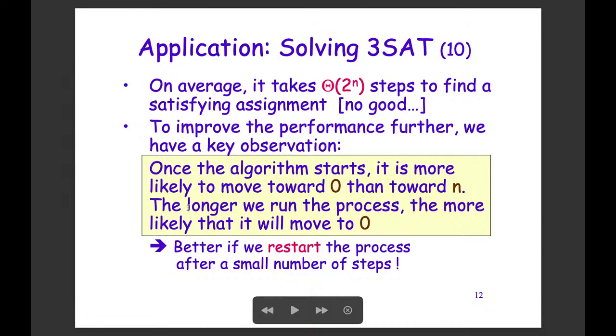So here, the longer that we run the process, the more likely that we will move back to 0 than to moving to n. So in such a case, it is not good. So what we want to do here is we want to restart the process after only a small number of steps. So what does that mean?